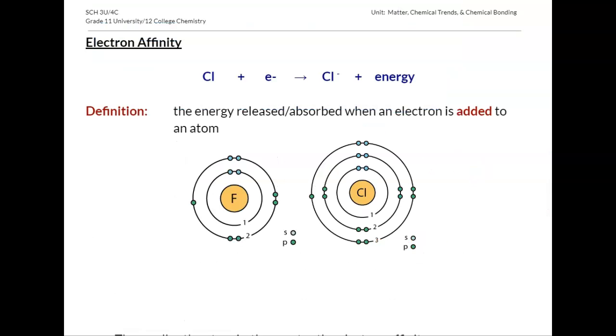Okay, next trend. Electron affinity. I want us to remember that chlorine has 7 valence electrons around it. Its position on the periodic table is such that it has 7 valence electrons, and so it really wants to grab onto an extra electron to fill its valence shell. When an atom gains an electron and becomes more stable, we're going to see some energy being released.